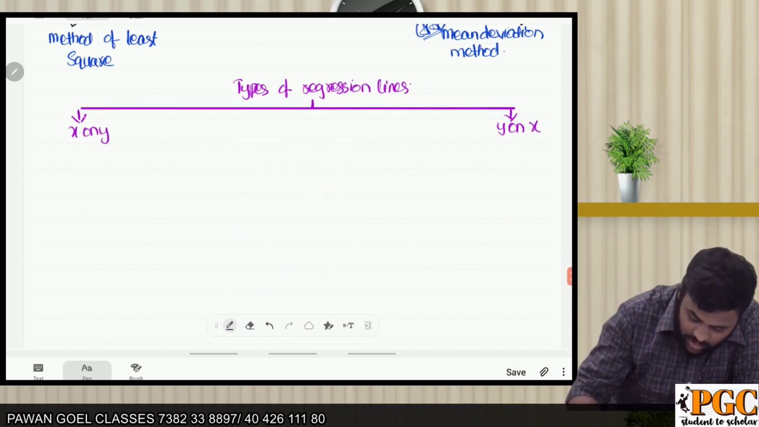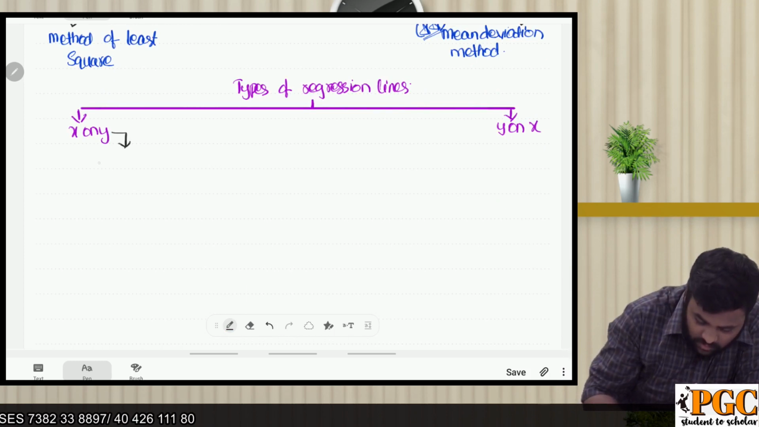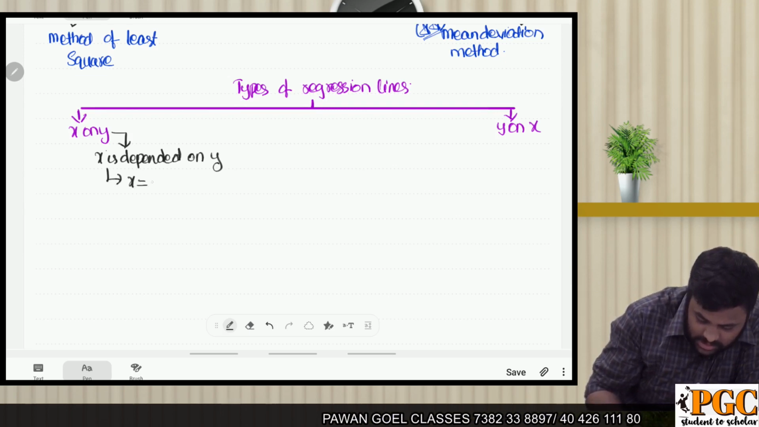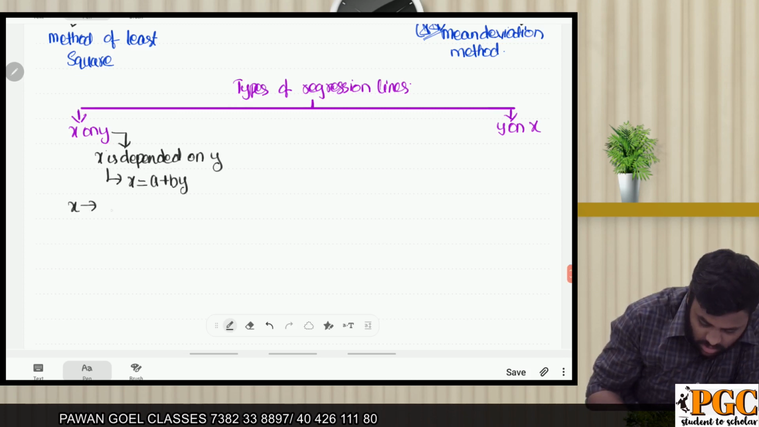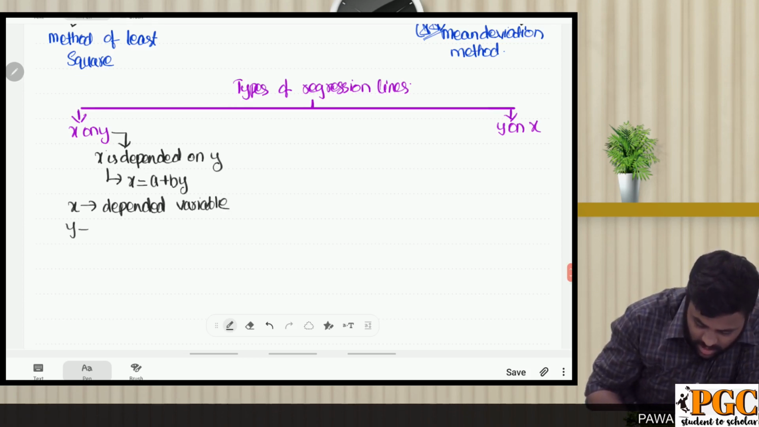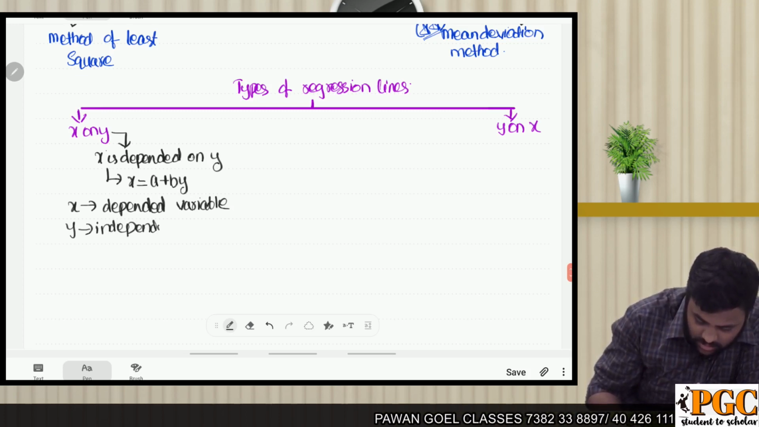X on y means, my dear friends, x is dependent on y, and the equation will be x is equal to a plus by. Here x is called the dependent variable and y is called the independent variable.